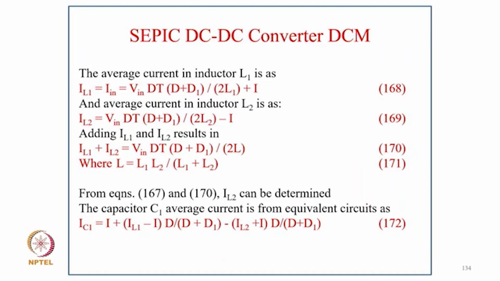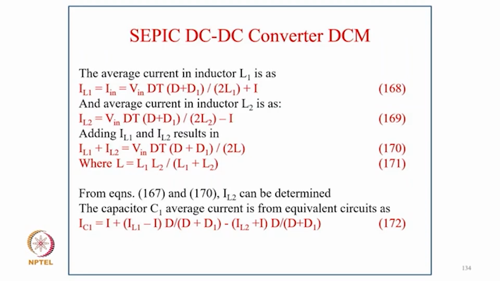So the average current in the inductor L1 is IL1 equal to Iin, equal to Vin DT in brackets (D plus D1) divided by 2 L1, plus I, and the average current in inductor 2 is IL2 equal to Vin DT in brackets (D plus D1) divided by 2 L2, minus I. So adding IL1 and IL2 results in IL1 plus IL2 equal to Vin DT in brackets (D plus D1) divided by 2L, where L equals L1 L2 divided by (L1 plus L2).